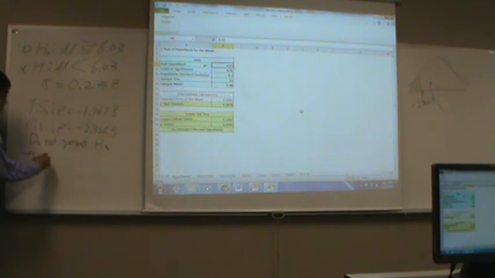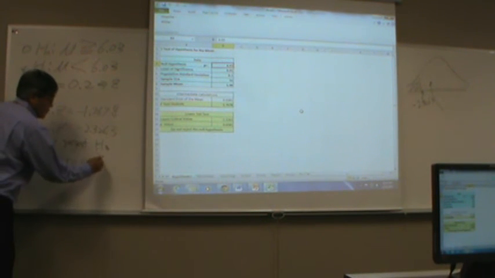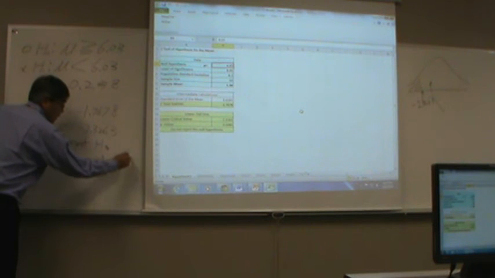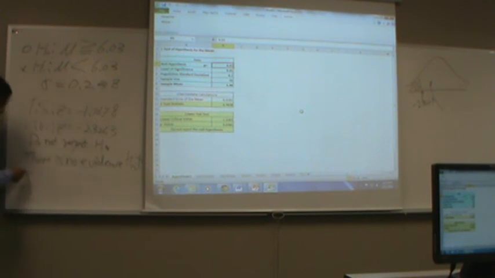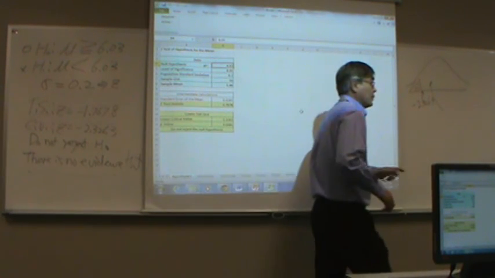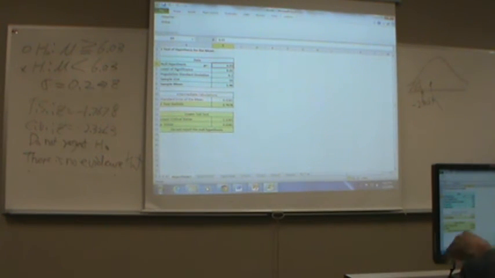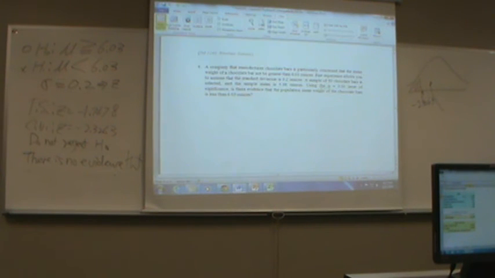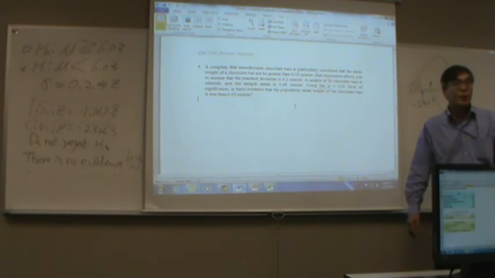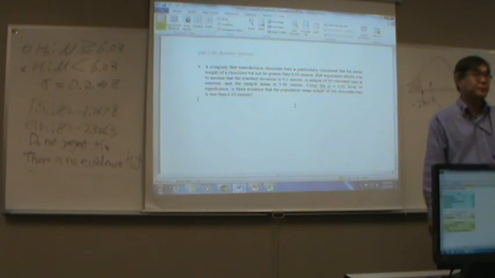There is no evidence that, and then copy and repeat the sentence: the population mean weight of the chocolate bar is less than 6.03. Clear? It's fun, right?